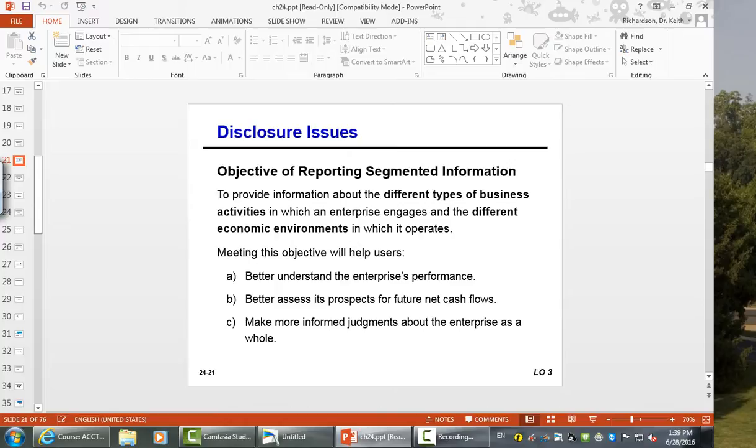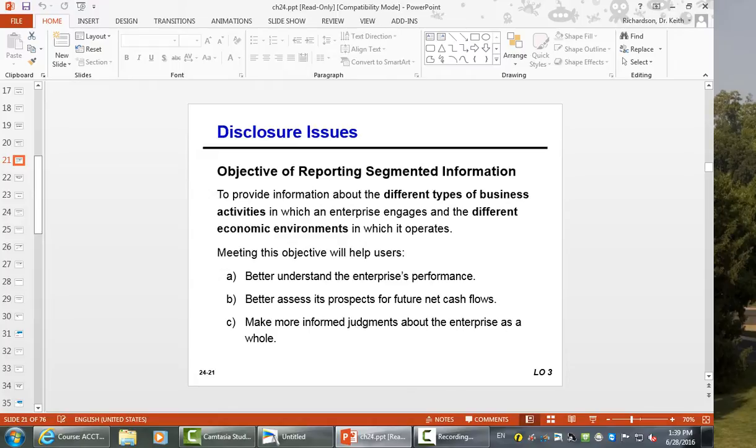Objective of reporting segment information: provide information about different types of business activities in which an enterprise engages and different economic environments in which it operates. So you're trying to do activities and environments. So where are you doing business? What are your activities? If you think about activities, it might be by product line, right? If you think about environments, it might be locations, right? Those kinds of things. Okay, two ways you might think about it.